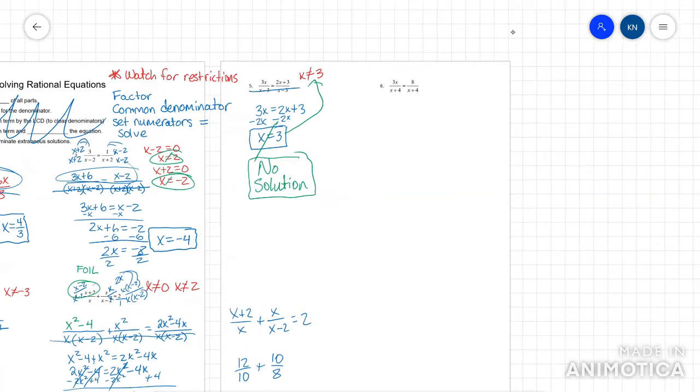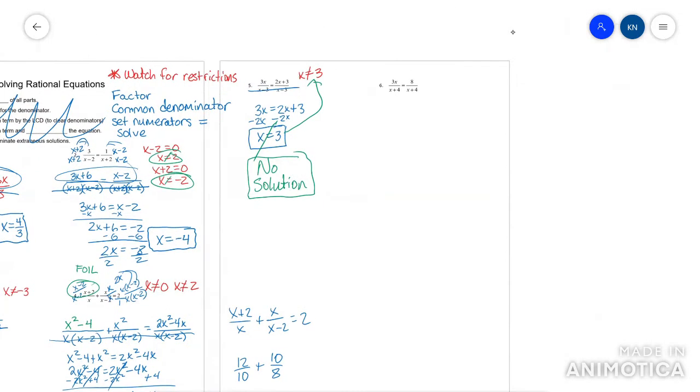So always check your restricted values. Okay, and then this next one. Denominators are equal to each other. By the way, x could not be 4. All right, so set the numerators equal to each other. 3x equals 8, divide by 3, x equals 8/3. That one was too easy.